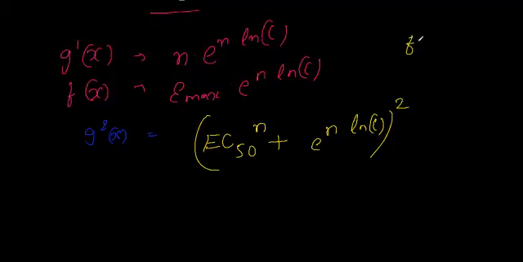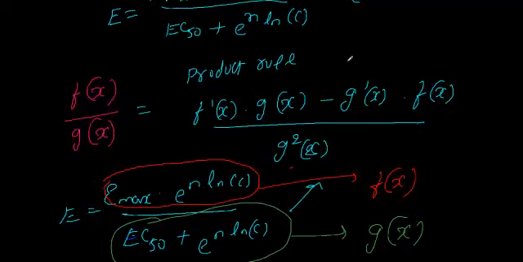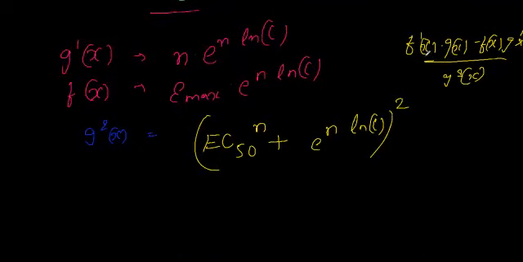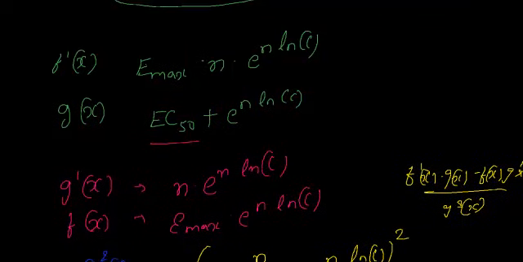We have f prime x times g of x minus f of x g prime x over g square x. We have everything now. Let's put it in the equation. As you can see, we have f prime x, g of x, g prime x, f of x, and g square x, right? So now let's put it all together. First, f prime x. Let's take a look at this f prime x. What is f prime x? This is f prime x, e max times n e to the power of ln of c.